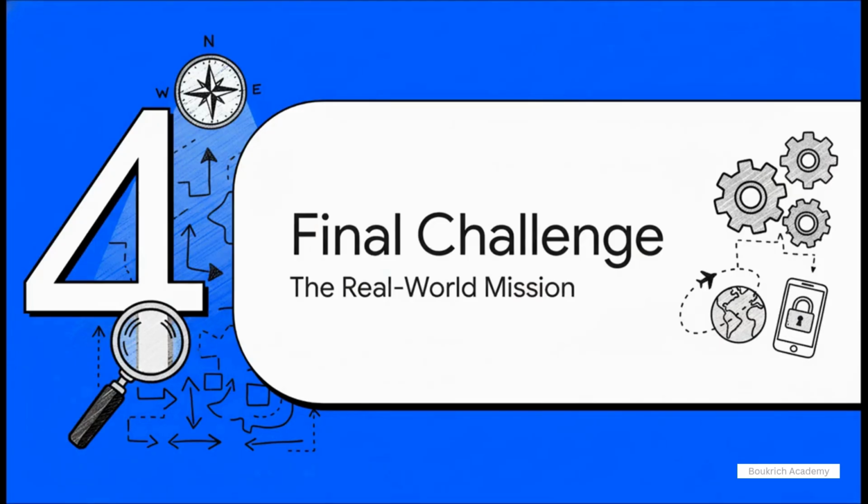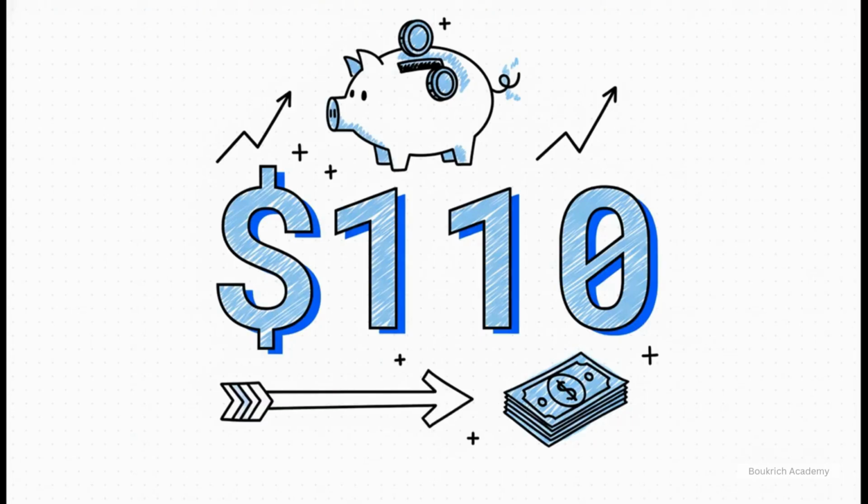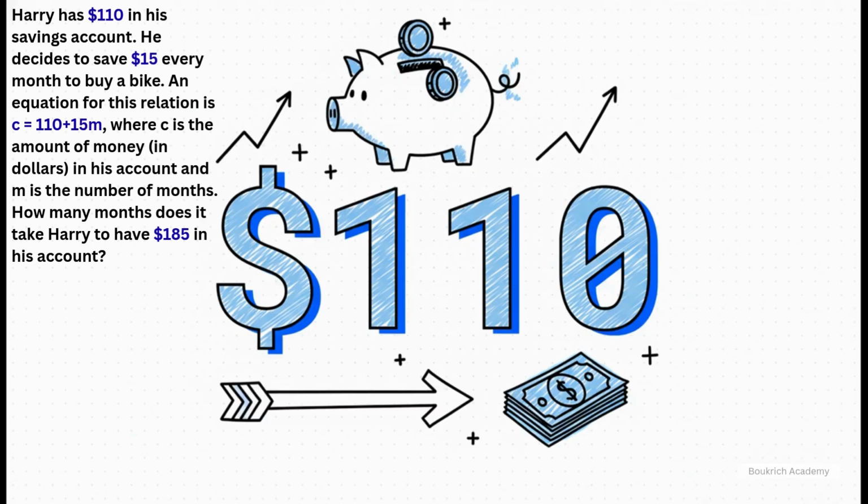Okay, for our final challenge, we are taking all the skills that we've learned, mapping, finding clues, solving in reverse, and we're applying them to a mission straight from the real world. Let's see how these codes actually work in our lives. I want you to meet Harry. He's on a savings mission. His starting point is $110 that he already has in his savings account. Now, in the language of our codes, this is what we call the initial value.